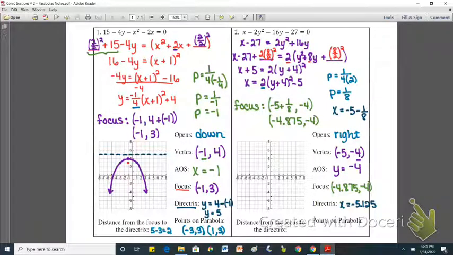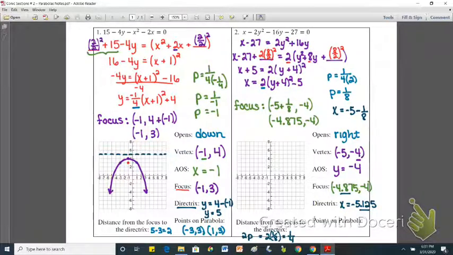Okay. Now, I need to figure out how far this is away from here. Well, since I use p, it is simply, and it always will be, 2 times p. So the distance from the focus to the directrix is always 2p. So that is 2 times 1/8, which is 1/4. So that's the amount I'm going to go up or down from my focus.